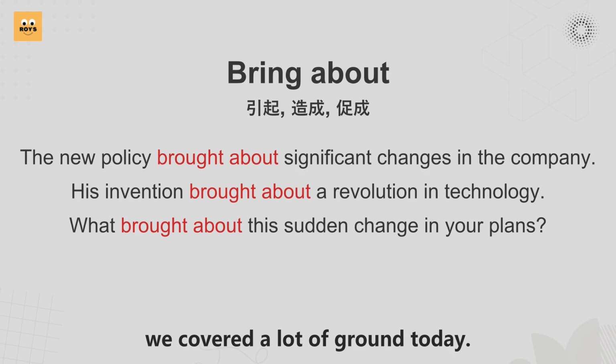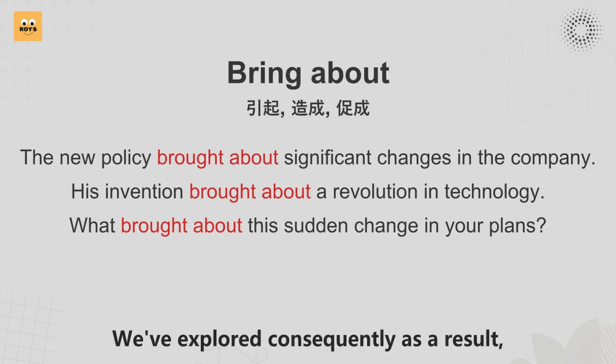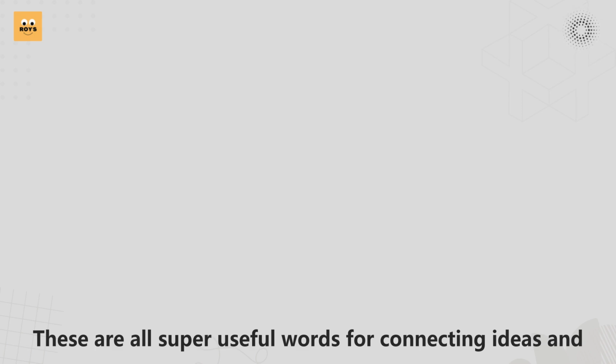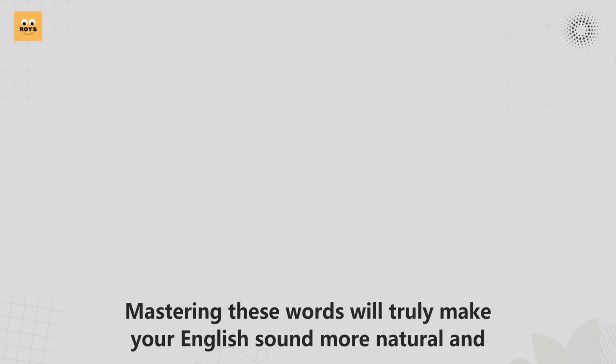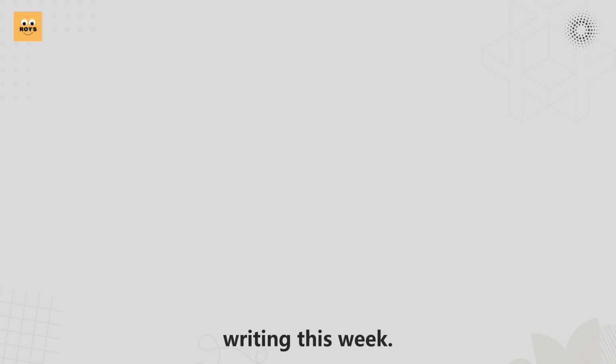Wow, Lily, we covered a lot of ground today. We certainly did, Roy. We've explored consequently, as a result, therefore, hence, for this reason, due to, lead to, and bring about. These are all super useful words for connecting ideas and explaining cause and effect. Exactly. Mastering these words will truly make your English sound more natural and sophisticated. Remember, practice is key. Try to use these words in your speaking and writing this week.